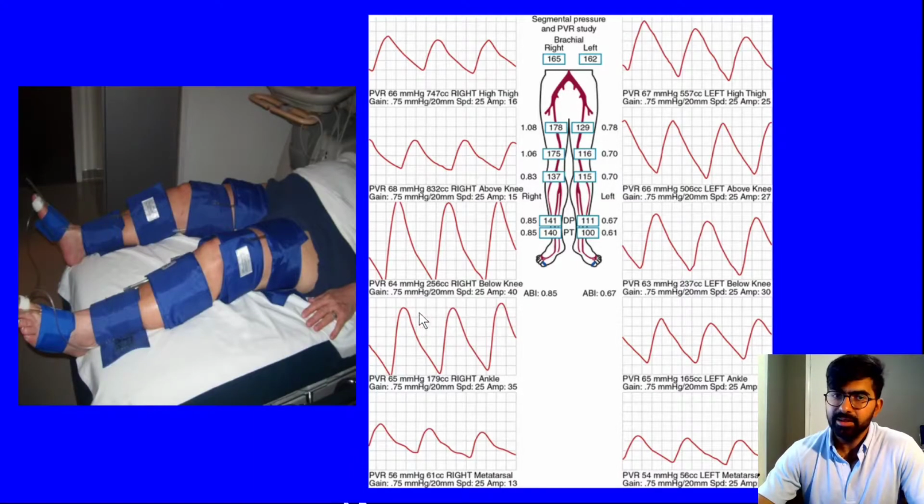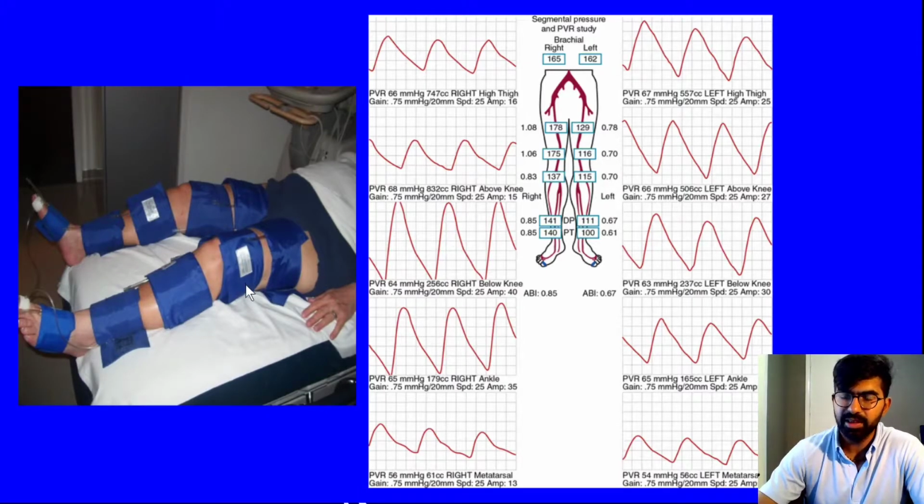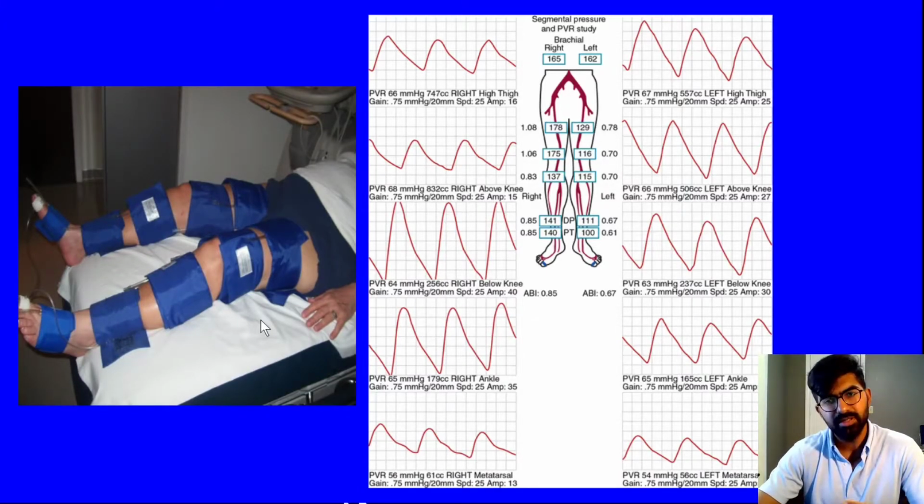The way you obtain it is really putting blood pressure cuffs along different segments of the legs. And what this measures is the change in volume. Okay, so you're going to have to think about that a little differently. It's a change in volume as you undergo the cardiac cycle.